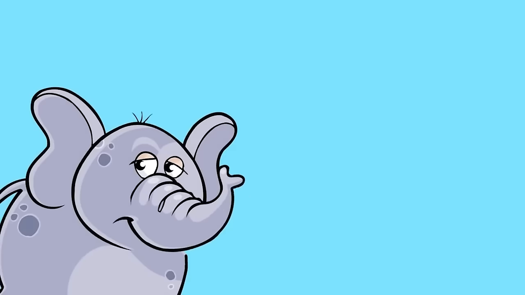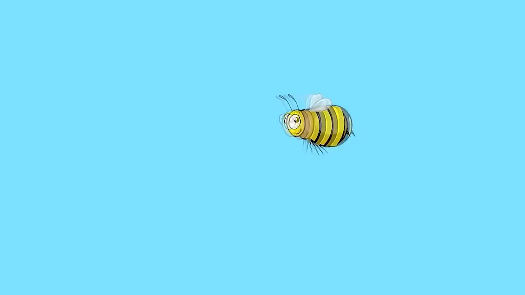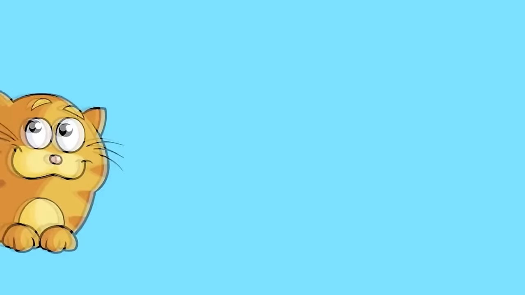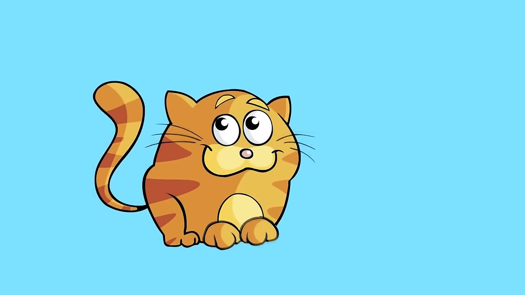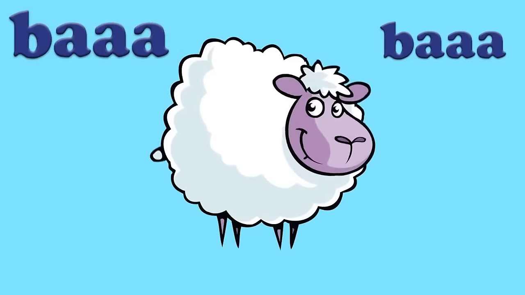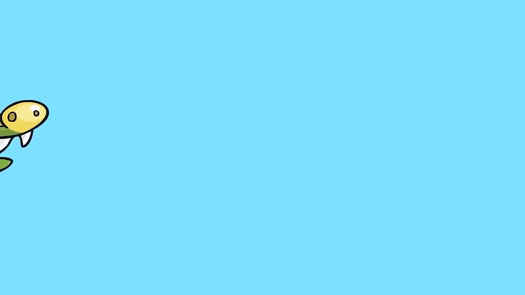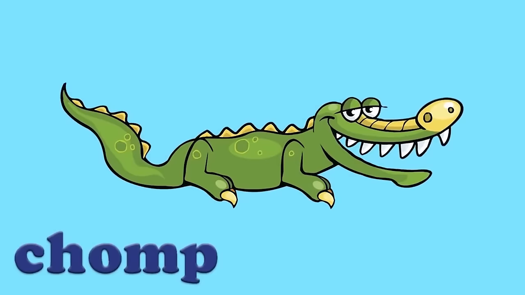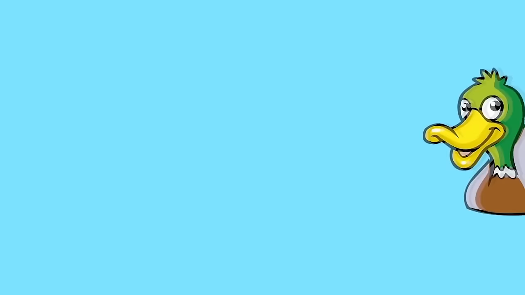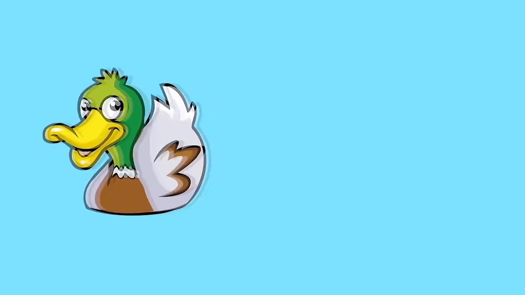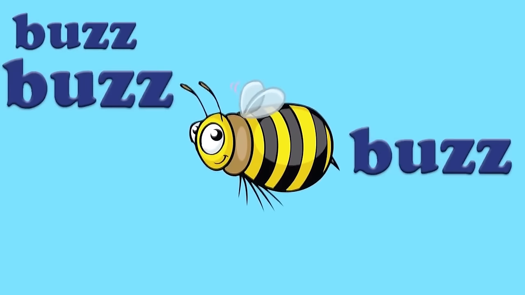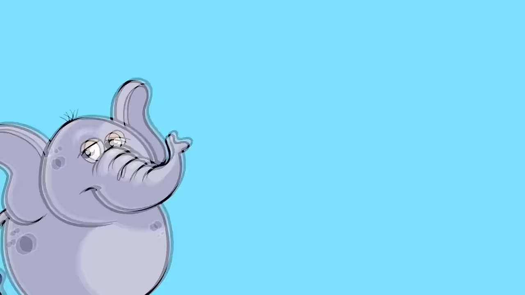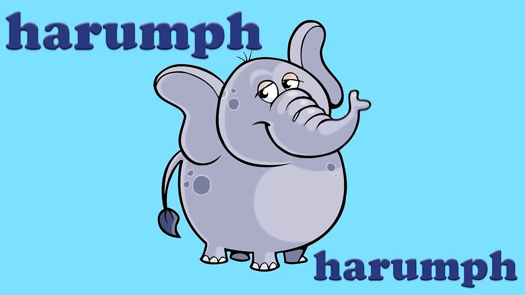These are the sounds that the animals make. The sheep goes baa, baa, baa. The alligator goes chomp, chomp, chomp. These are the sounds the animals make. The bee goes bzz, bzz, bzz, bzz. The elephant goes arumph, arumph.